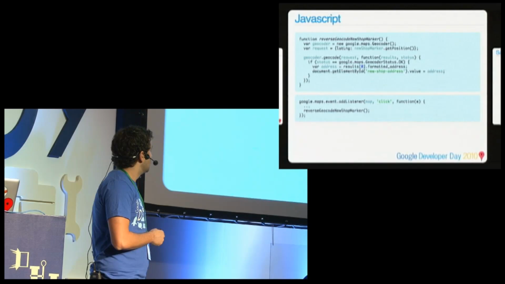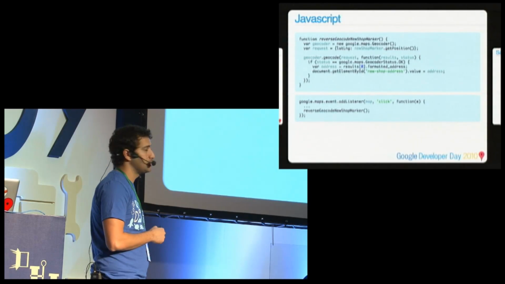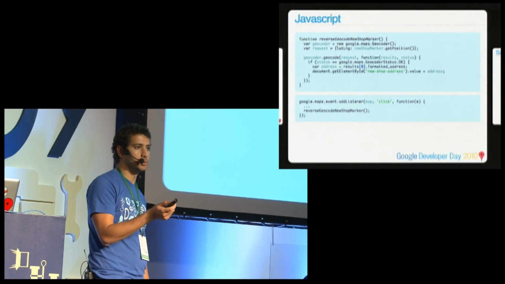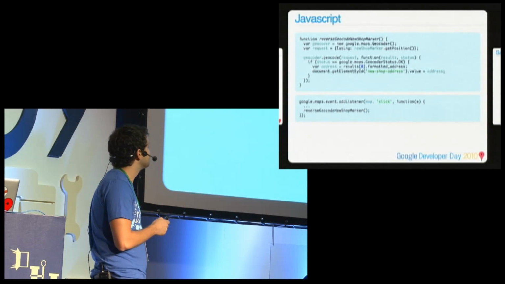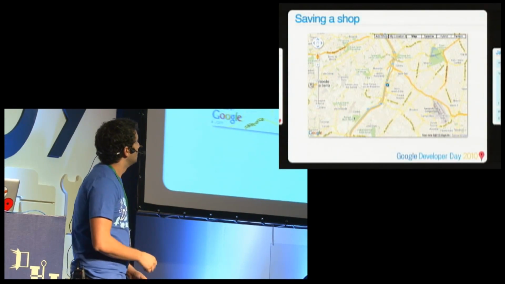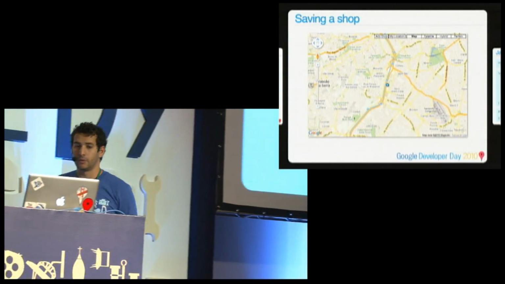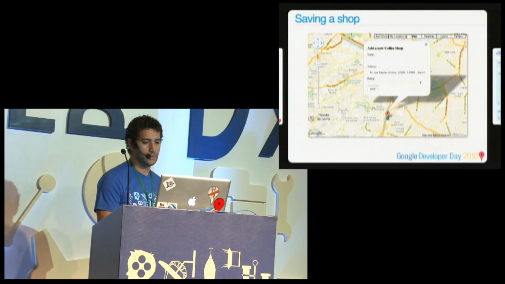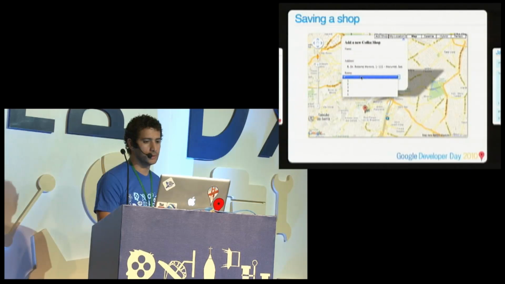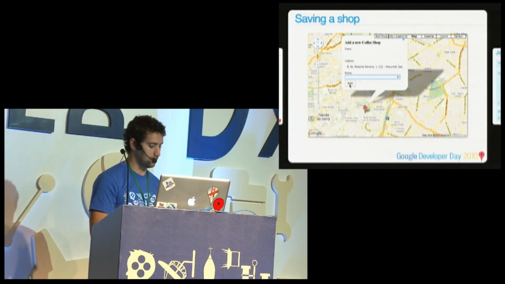And then when the map is clicked, in addition to what we did earlier, we move the marker. We're also going to reverse geocode that new marker. So that gets us this code here, where I can move around, I can rate a store, and now I just want to enable saving a shop.